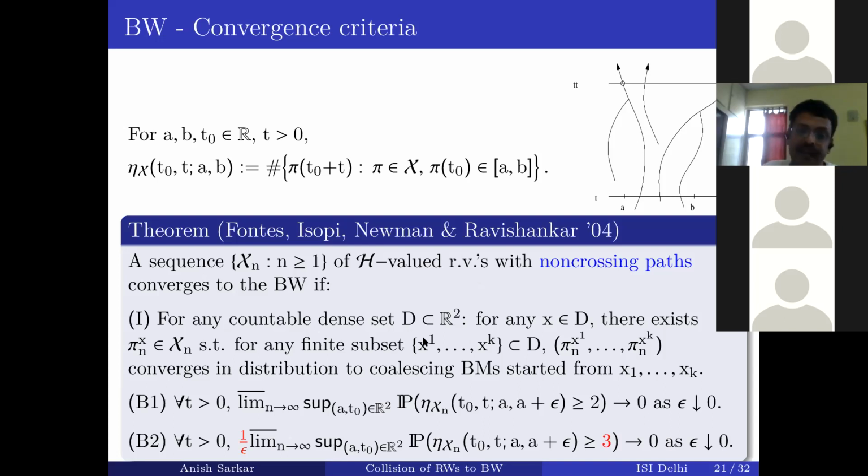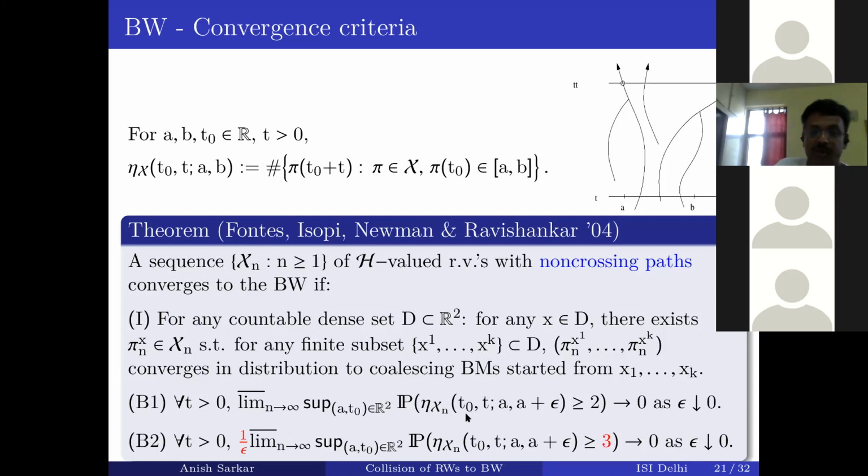And so this is a kind of finite dimensional distribution condition: if you have x1, x2, ..., xk fixed, finitely many points, and in the limit over a countable sequence, the paths π_n from x1, ..., xk will converge in distribution to coalescing Brownian motion starting from x1, x2, ..., xk. This of course has to hold.